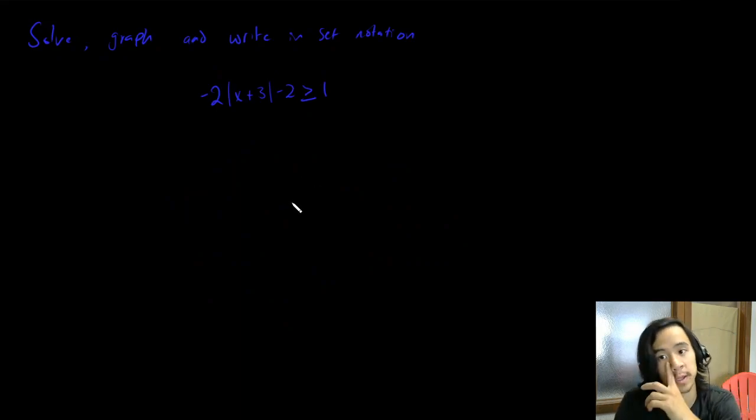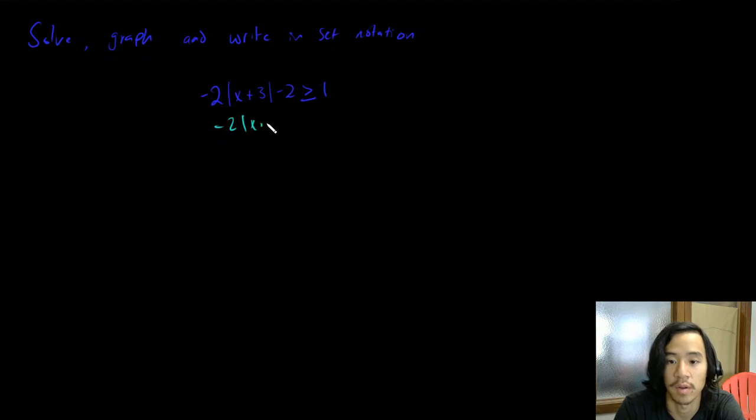So solve, graph, and write this in set notation. Let's find out. We have to get the absolute value by itself. So let's go ahead and do that. Add 2 to both sides. And now we have to divide by negative 2.